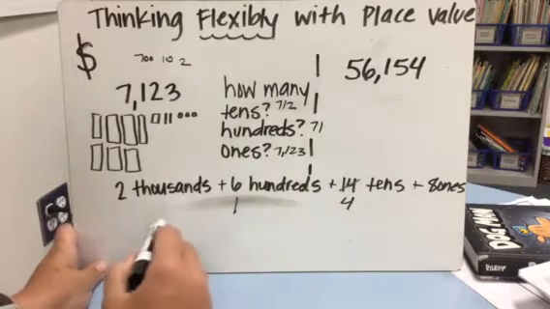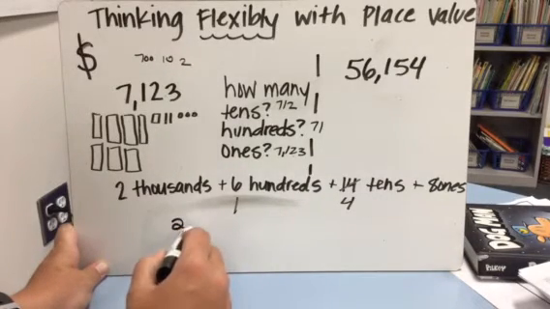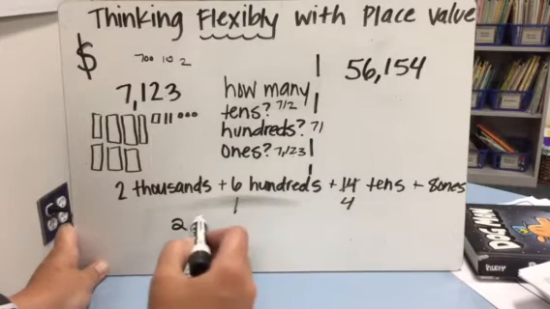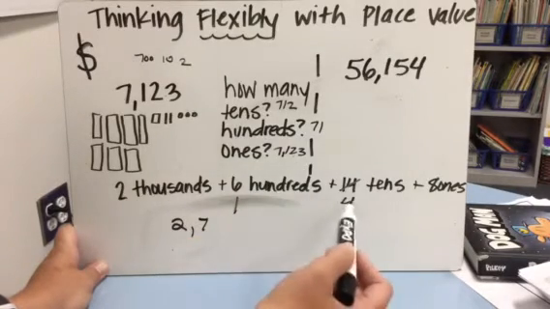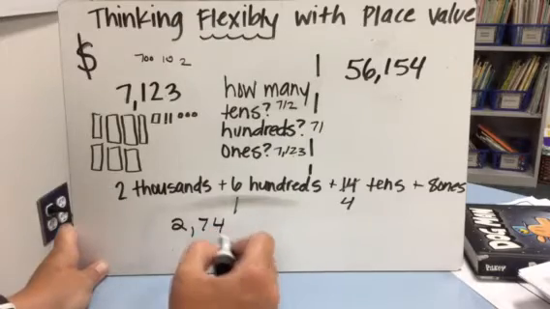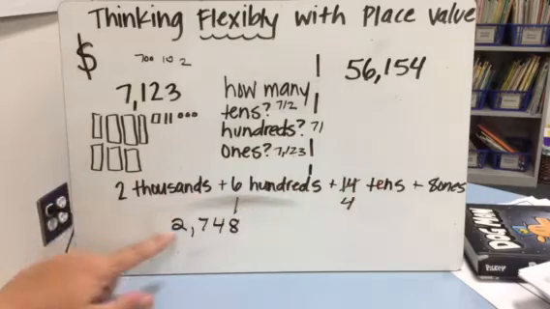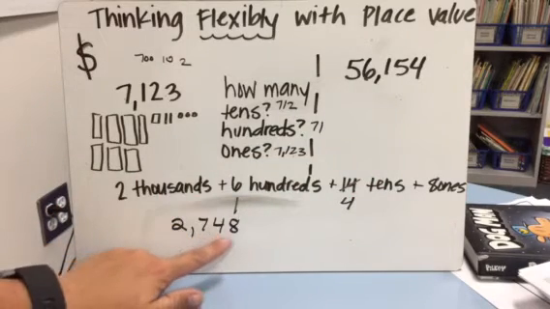I'm going to take 10 of them and make a new 100 and just leave the 4 tens here. Okay? So then they might say, okay, well, that's 2 thousands in the thousands place, 700s because I regrouped it, 700s in the hundreds place, 4 tens in the tens place, and 8 ones. So the value of this is 2,748.